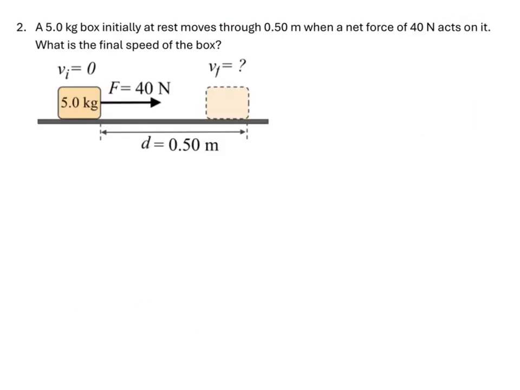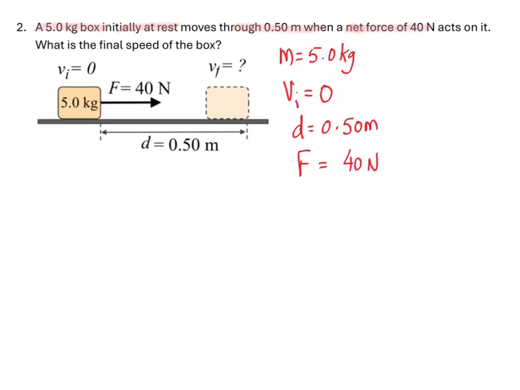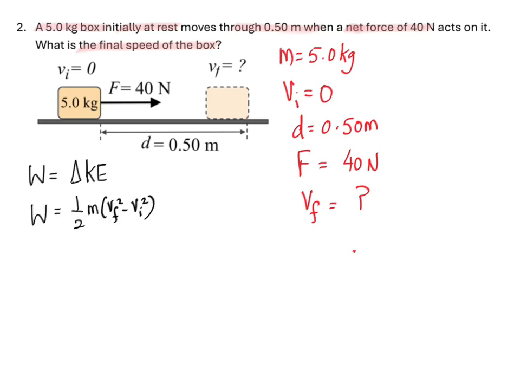Next problem, a 5 kg box initially at rest. So the mass is given as 5 kg. It's initially at rest, that means Vi is equal to 0. It moves through 0.50 meter, so distance is given as 0.50. The net force acting on it is 40 Newton and it is asking us to find what's the final speed. Now, work done also has a formula which is change in kinetic energy, which we can write as half m (Vf square minus Vi square). So here we are not going to use Fd cosine theta. Instead, we have to use the formula for velocity.